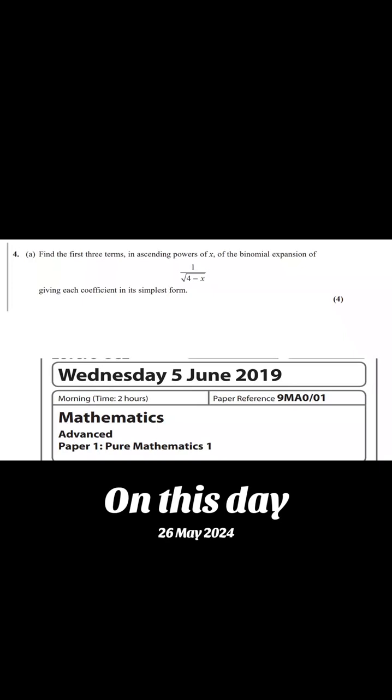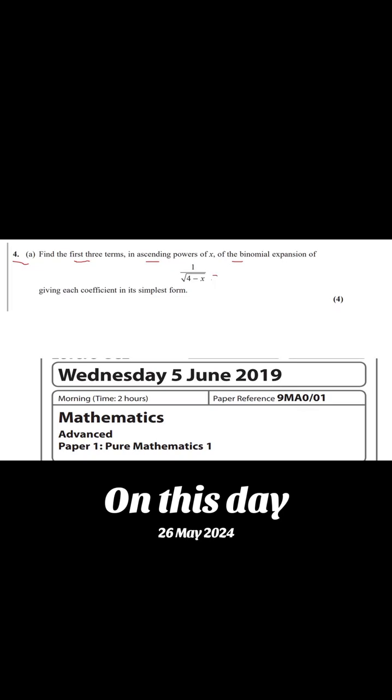Pause the video now, guys, and try this question on binomial expansion from the Edexcel June 2019 Mathematics Paper 1, Pure Maths 1 for the full A-level course. Question 4a: Find the first three terms in ascending powers of x of the binomial expansion of 1 over the square root of 4 plus x, giving each coefficient in its simplest form.